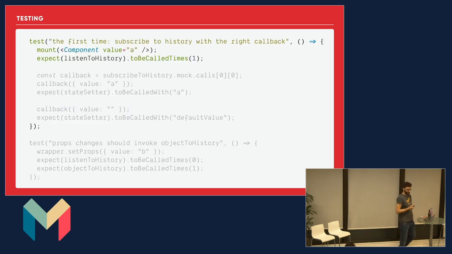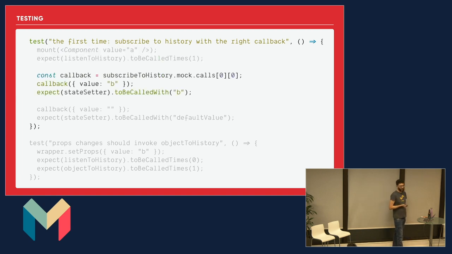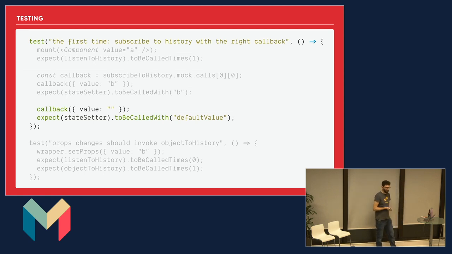And then at that point, I could mount the component, make sure that my listen to history has been called, making sure that it has been called with what I want, and making sure that every time the history gets read from the URL, I can check that my state setter has been invoked with the correct value. And I can also check that if there is no value, it falls back to the default value.